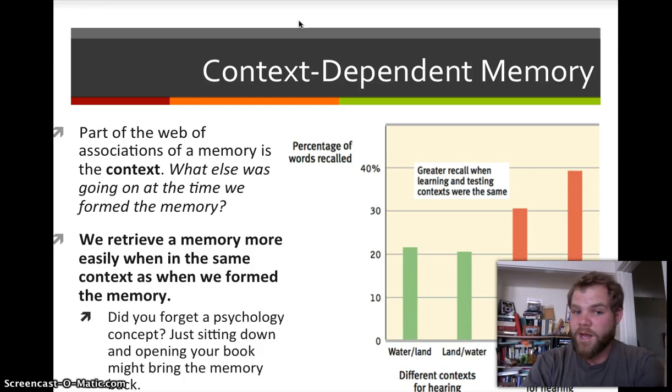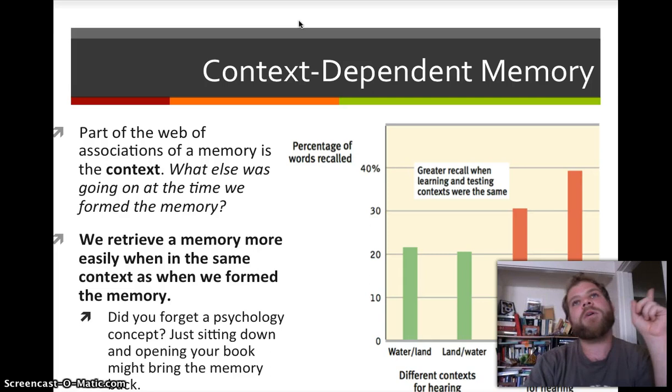So did you forget a psychology concept? Just sitting down and opening your book might bring the memory back. Or another example, maybe a couple nights ago you forgot something that I said in the lecture, but you think in your mind, oh, that was the lecture Mr. Becker was wearing that funny hat. So if you just picture in your mind's eye me in the funny hat and the little box on the screen, that might trigger your memory because it's context dependent.